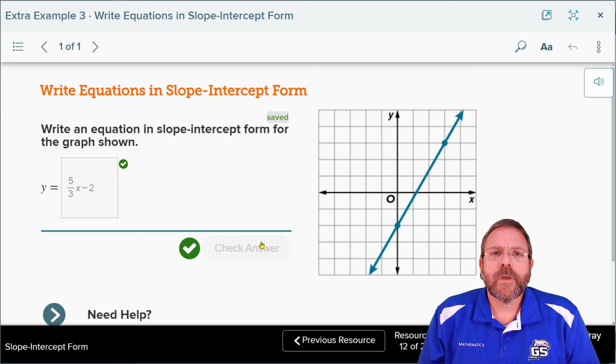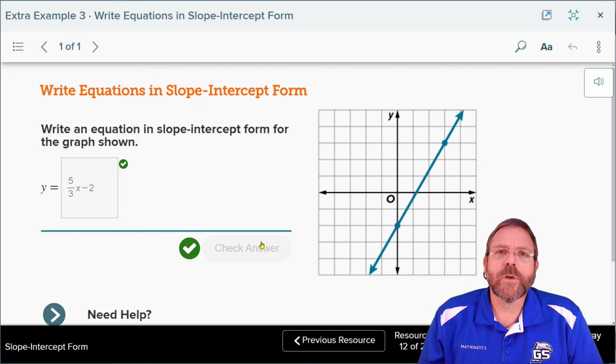This is where we're going to stop part 1 of this video. Come back and watch part 2 so we can learn a little bit more challenging stuff that we need to know when it comes to working with slope-intercept.